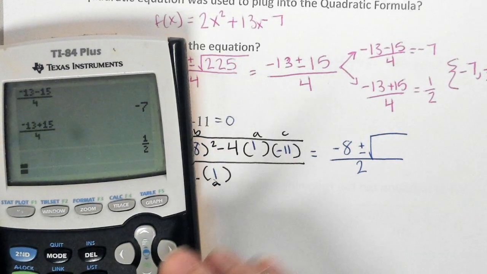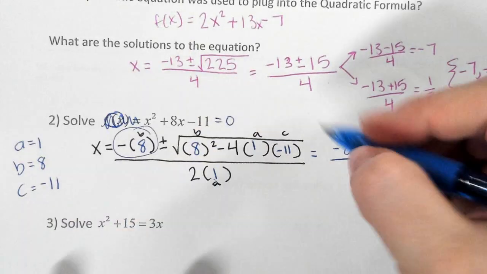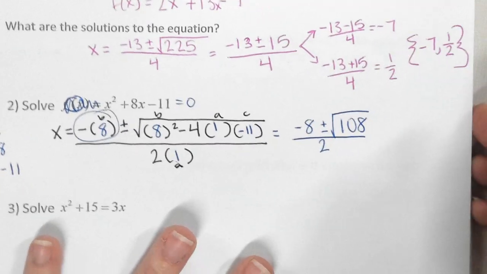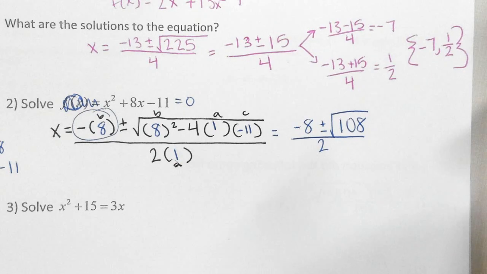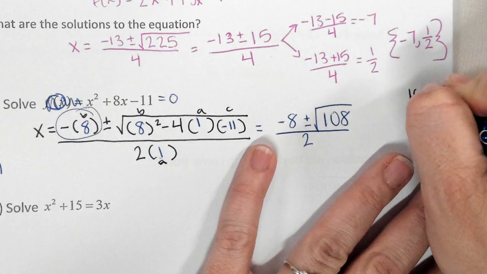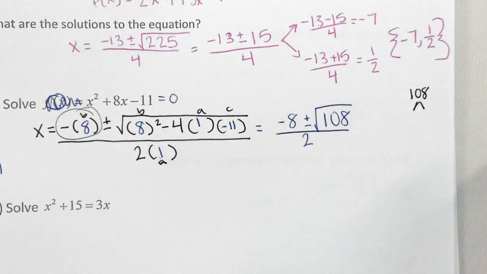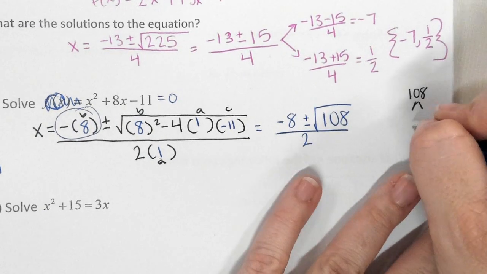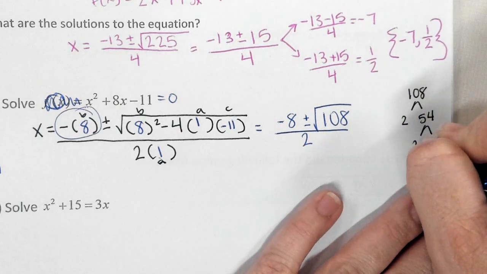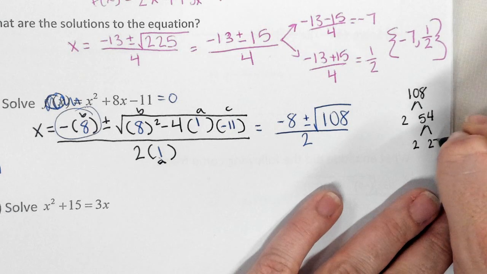Okay, so make sure you use your parentheses. I'm going to show you something on the next one. If you type just what's under the house, you get 108. Now, is 108 a perfect square? No. 100 is, and then 121, so 108 is not one of the winners. So we have 108. Does 2 go into 108? How many times? 54. 2 goes into 54 27 times.